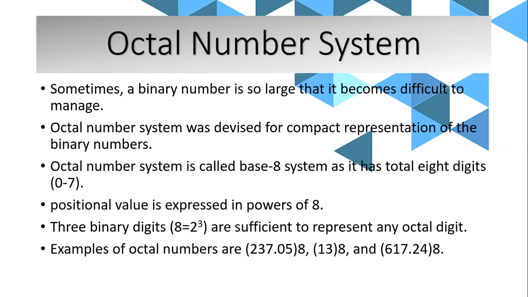The octal number system is called the base 8 number system because it has a total of 8 digits, including 0. So 0, 1, 2, 3, 4, 5, 6, and 7. Totally 8 digits are used.